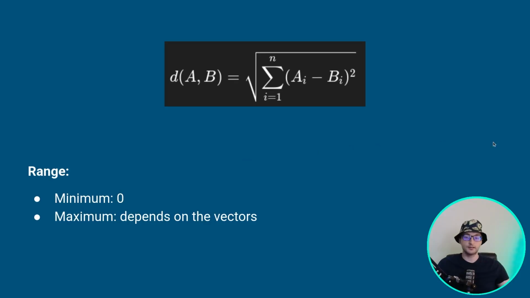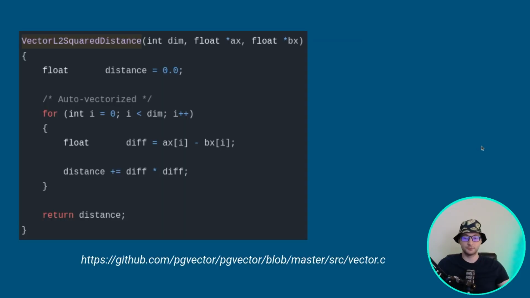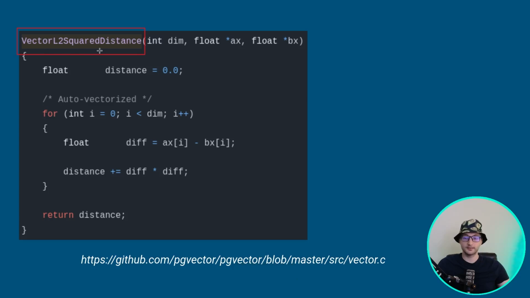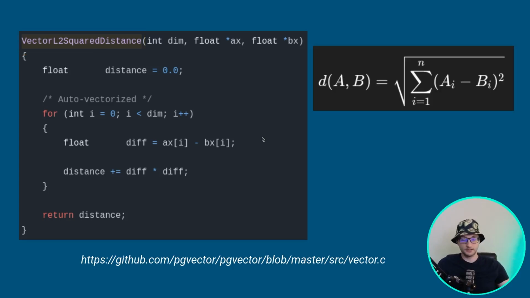Now, let's look at the implementation of this formula in pgvector. There's a function in pgvector called vector L2 square distance, which contains the implementation of this similarity function. Let's quickly pull up the formula just as a reminder.